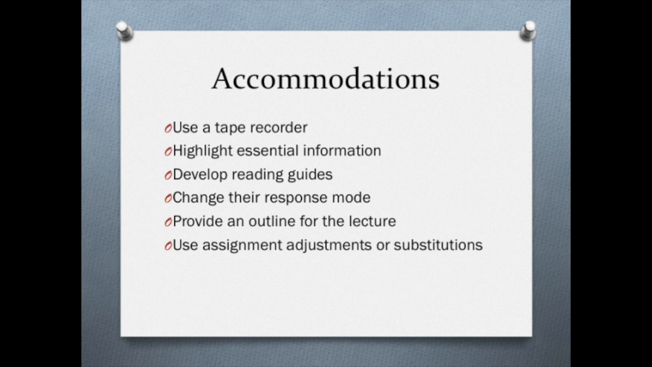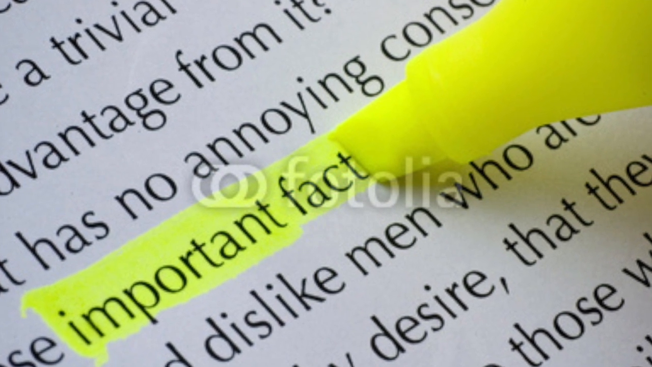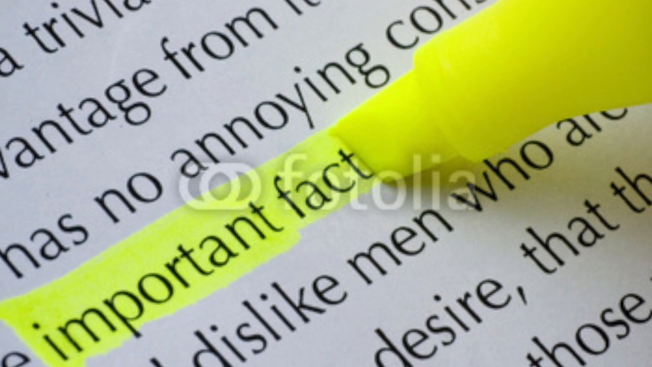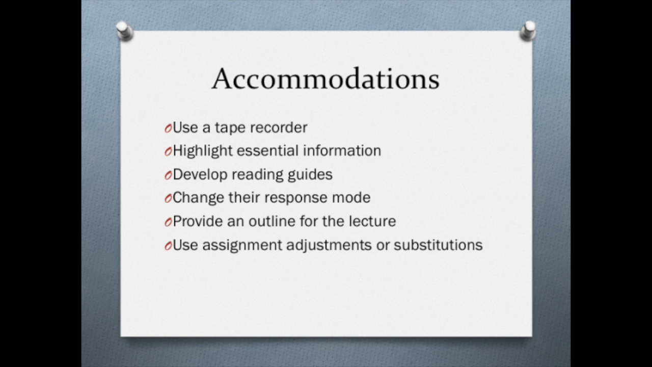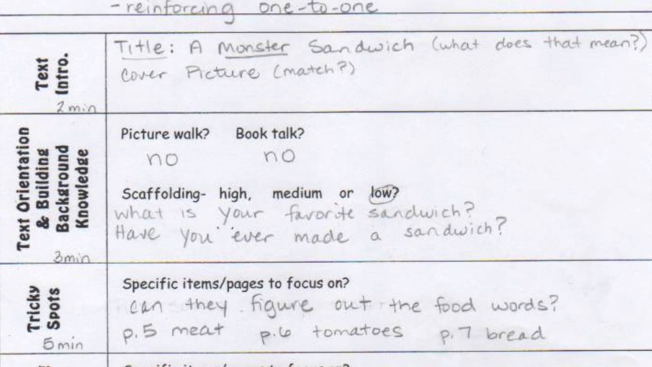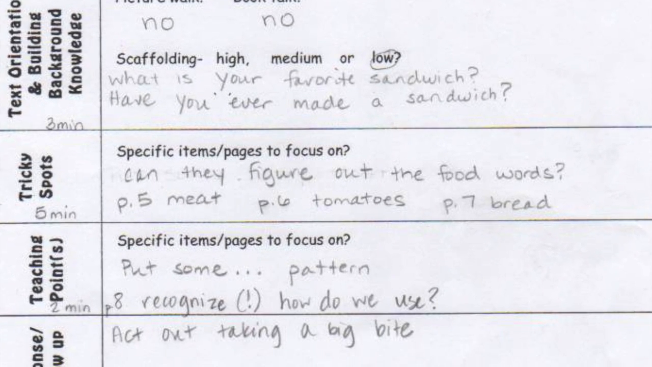Next, highlight essential information. If the student has difficulty finding the important information in the text, the teacher can highlight or underline the important information to make it easier to find. The teacher can develop reading guides. This creates a roadmap for students to follow along. It helps the students realize the main ideas and sort out the supporting details.